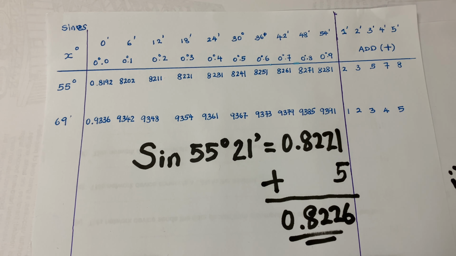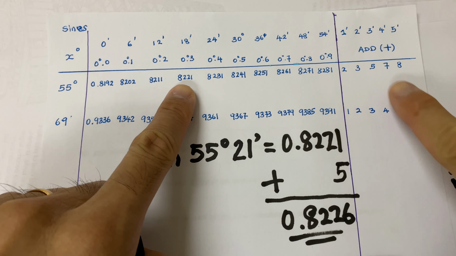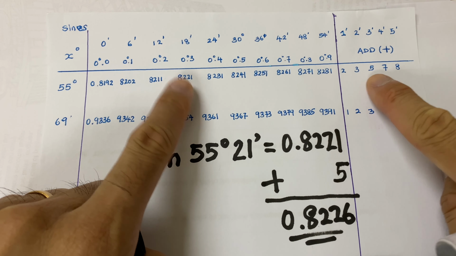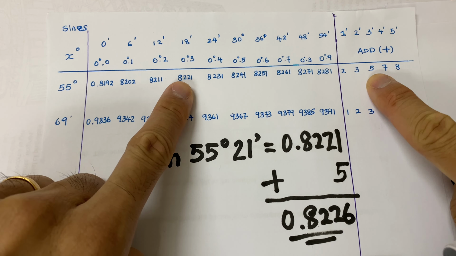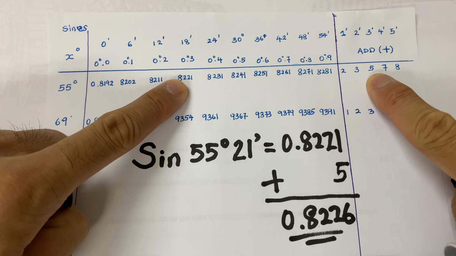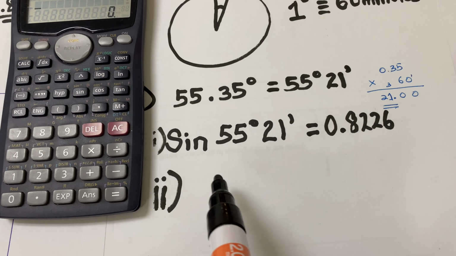So I've shown you how to look for this value without the calculator. And if you have this ratio, you can actually find the angle as well. Okay, so that's for sine.